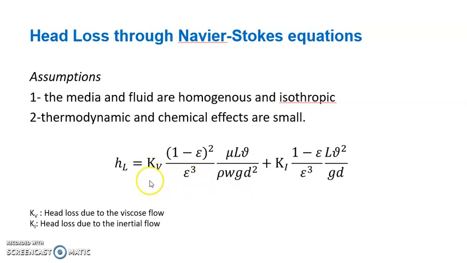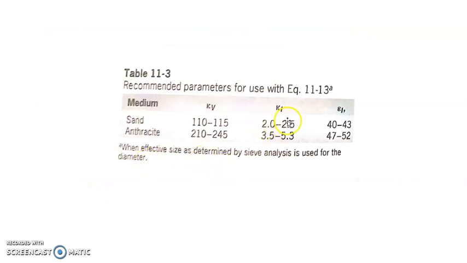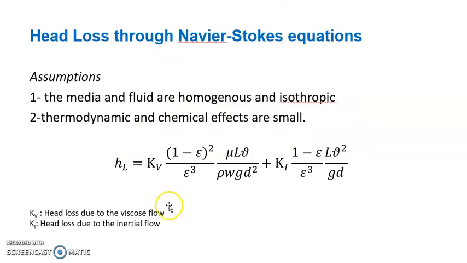And we have Kv and Ki. Kv is the head loss due to the viscous flow, and Ki is the head loss due to the inertial flow. We have some tables for Kv and Ki for different types of filter, for sand filter, anthracite filter, and this is the approximate porosity. So we can use these values and plug into this equation and predict the final head loss for a specific type of filter.